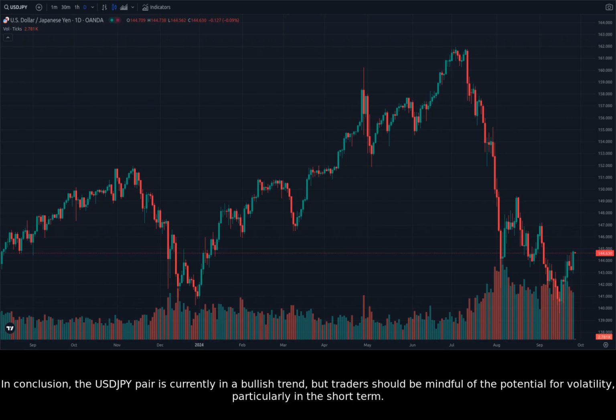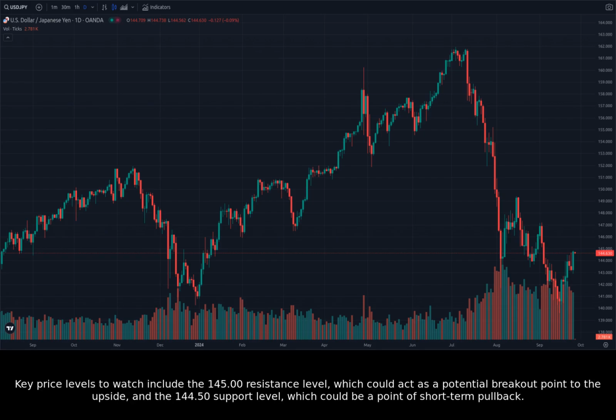In conclusion, the USDJPY pair is currently in a bullish trend, but traders should be mindful of the potential for volatility, particularly in the short term. Key price levels to watch include the 145.00 resistance level, which could act as a potential breakout point to the upside, and the 144.50 support level, which could be a point of short-term pullback.